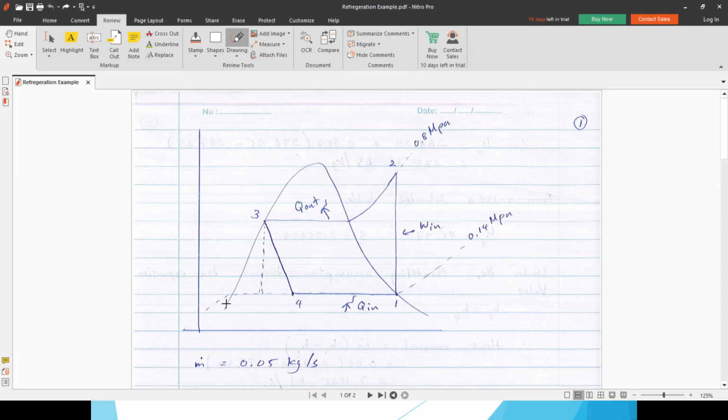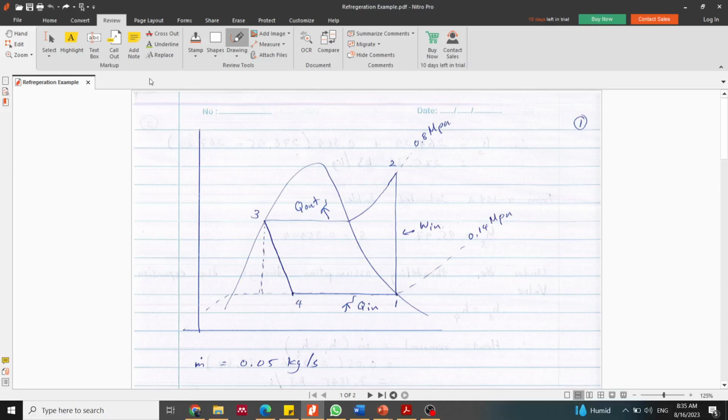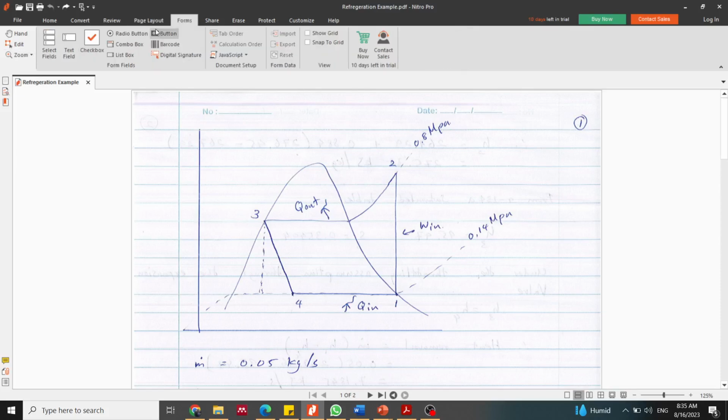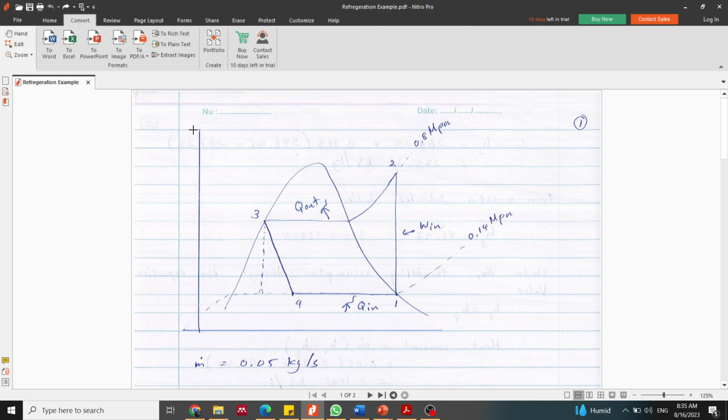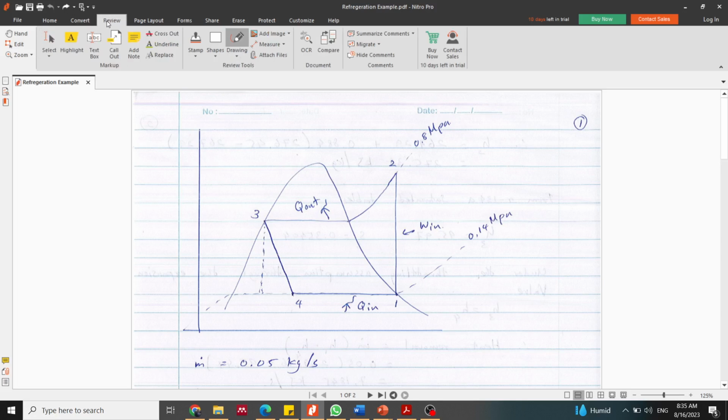Now this is the diagram. This should be a TS diagram, right? Temperature and entropy diagram. This will be temperature, this will be entropy. So this is our thermodynamic cycle. Now let me start from here.